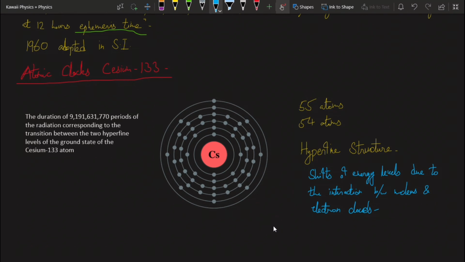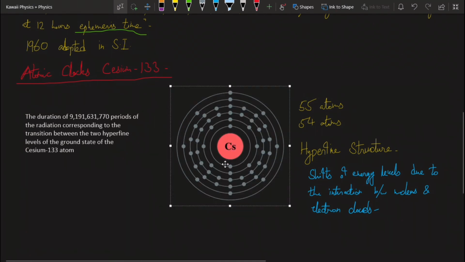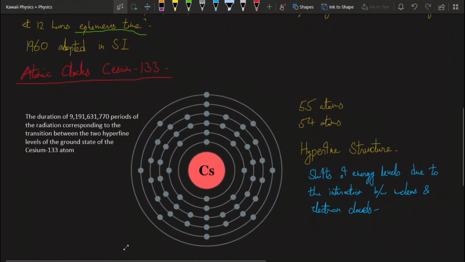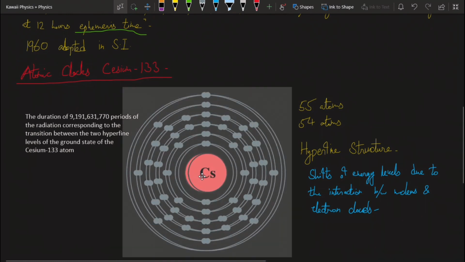So these shifts of energy levels are the hyperfine levels. Here it's saying two hyperfine levels, which means there are two shifts of energy levels. I think I'm just going to zoom in a little bit to get a clearer idea.